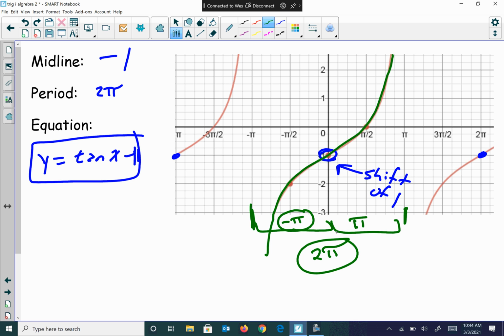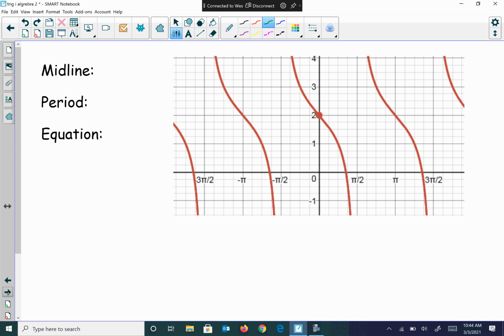Can I move on? All right, so midline, again, I'm looking here. So I'm going to say positive 2. How far is this distance here? What do you think? So this distance here is pi halves. This distance here is pi halves. Yeah, so that becomes 2 pi over 2. So that's pi over 2. So my period is now pi. Okay? So my period takes place over pi.